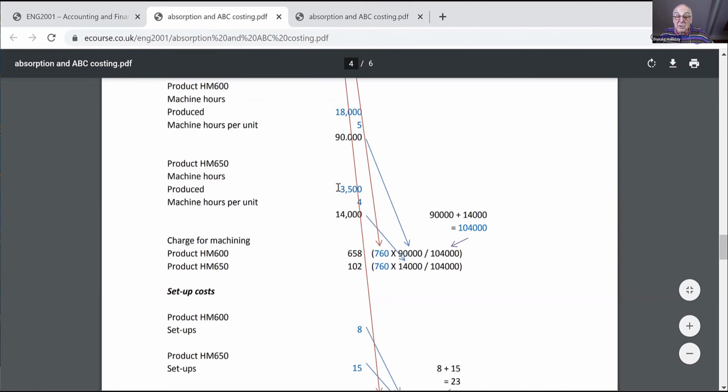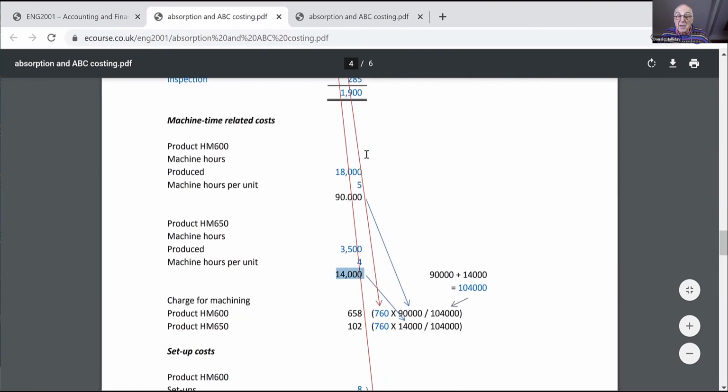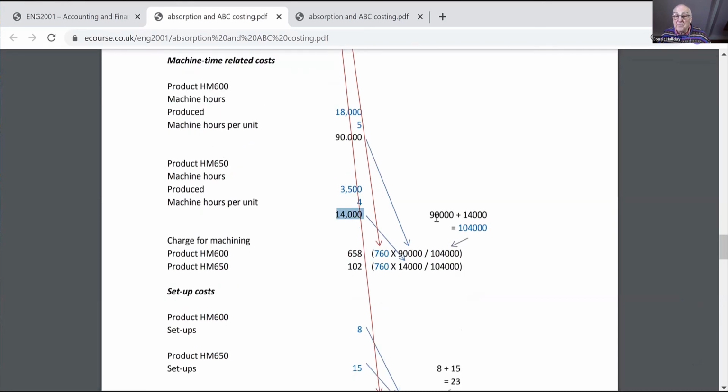HM650, we're producing 3,500 of those. Each one is taking 4 hours, and so the total demand on machine time is going to be 14,000. Now, if we add those both together, we'll see that that comes to 104,000 machine hours.